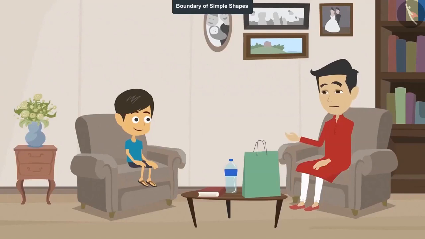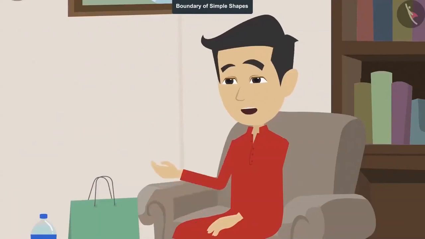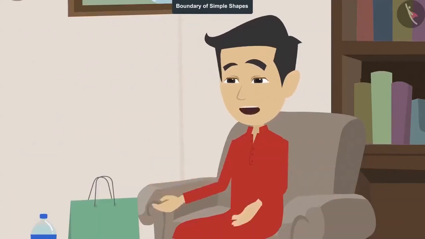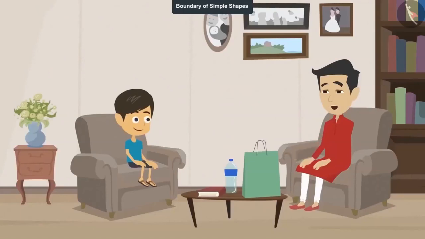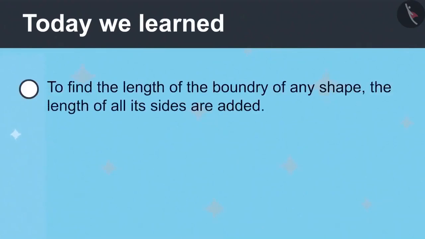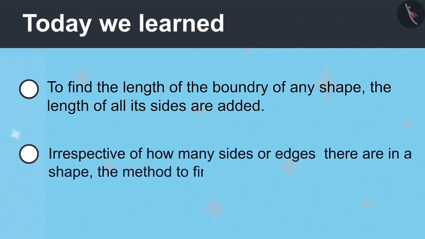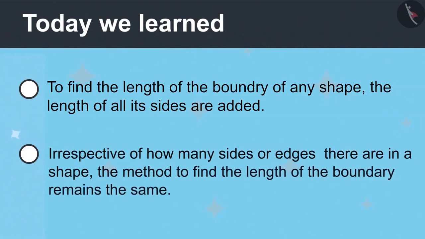You are right, Rayansh. Now you have learned how to calculate the length of the boundary. Now you can help those people in the village who do not know how to measure the length of the boundary. Today we have learned that to find the length of the boundary of any shape, the length of all its sides are added. And irrespective of how many sides or edges there are in a shape, the method to find the length of the boundary remains the same.